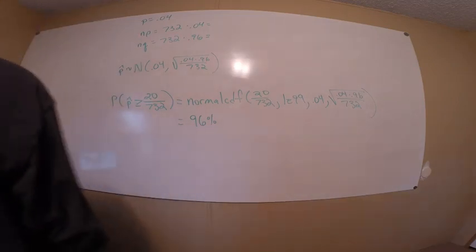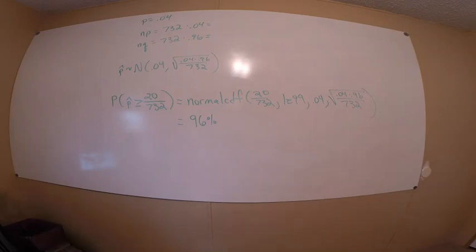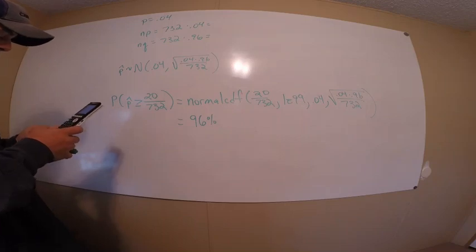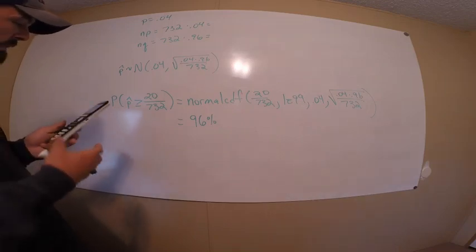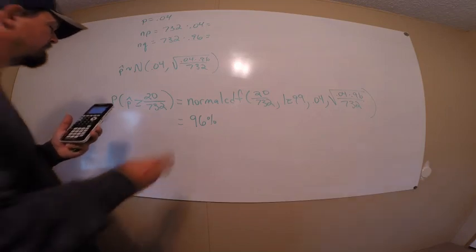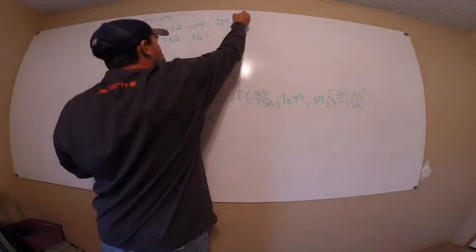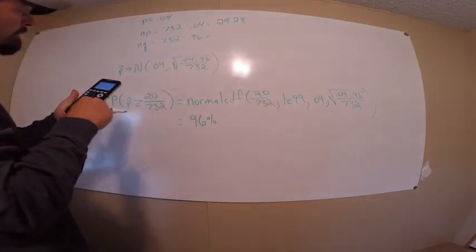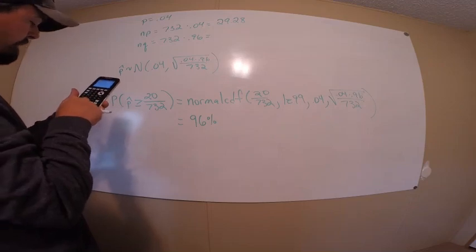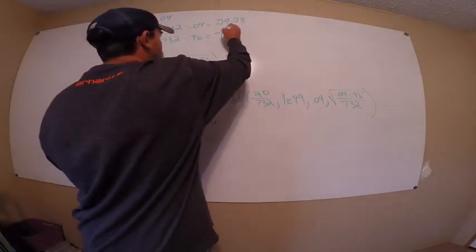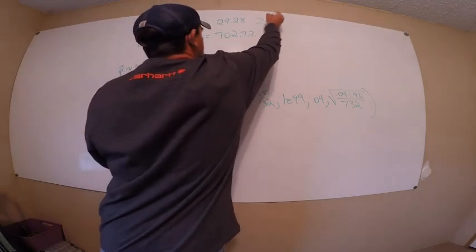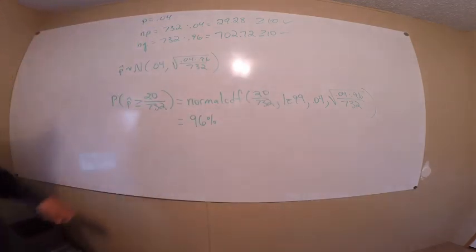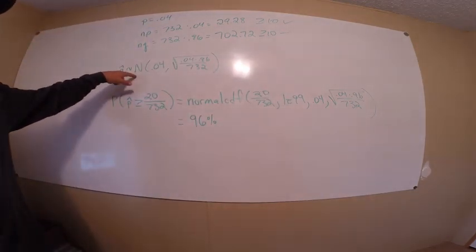The main ones we really have to check here are the np and nq and see if they are greater than or equal to 10. So 732 times 0.04 should give us 29.28. If that one holds, this one's going to hold because 0.04 is smaller than 0.96. But we'll do it just to show you. So this one is 702.72. Both of those are greater than or equal to 10. So that condition holds. Since that condition holds, I can say p hat is approximately normal.